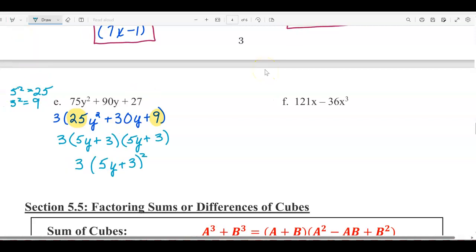We go to part F. It's two terms, so we're thinking about squares. But I do see that we have an extra x in each of them. So the first thing I want to do is factor the x.